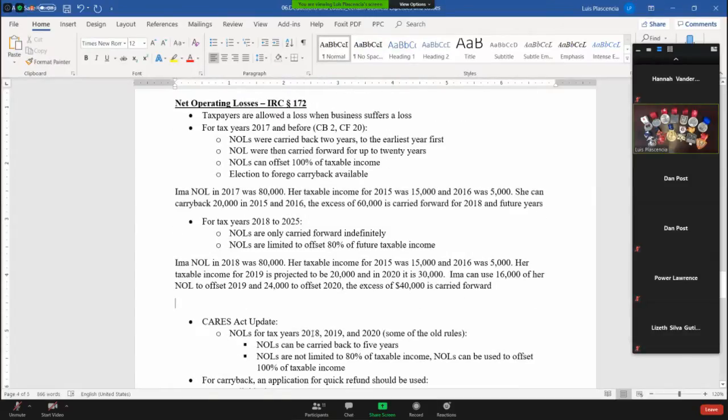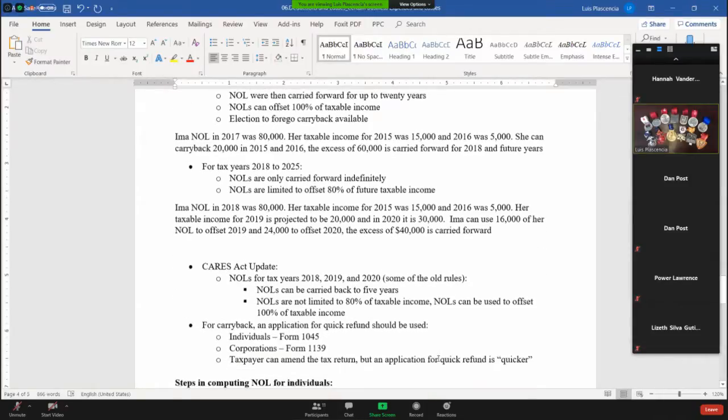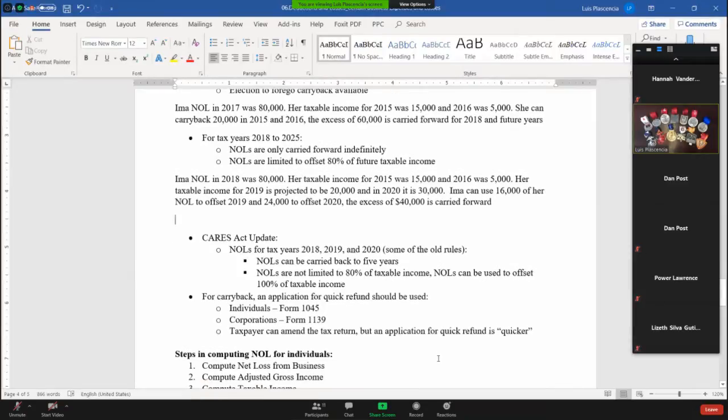Again, for losses for 2018, 2019, and 2020, it's sort of like a hybrid, a combination of both rules. Some of the old rules where you're using 100% of the NOLs, and then also the ability to carry it back, that's still there, except it's 5 years. It's a good thing. Now, in terms of if you're carrying it back, how should you do it?